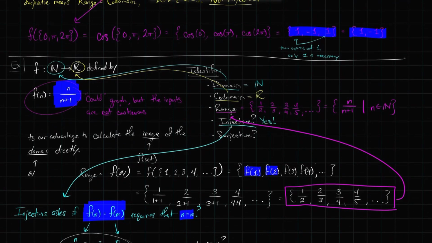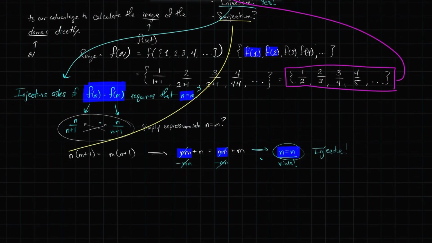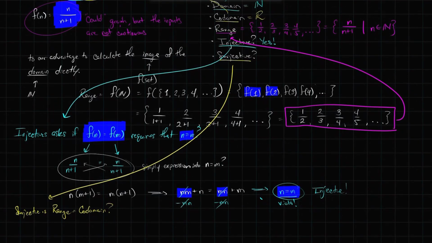And then finally we have questions about surjectivity. Let's see if we recall the definition of that. The definition of surjective is: does the range equal the codomain? Well, we've identified the range, we've identified the codomain, we just have to check once again.